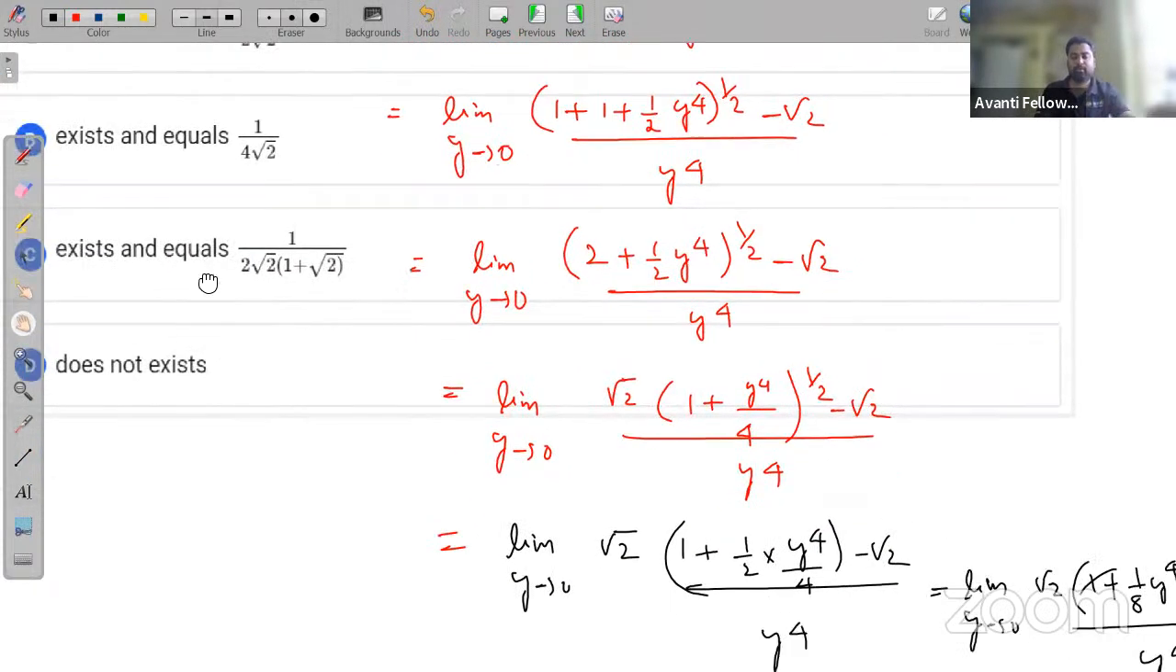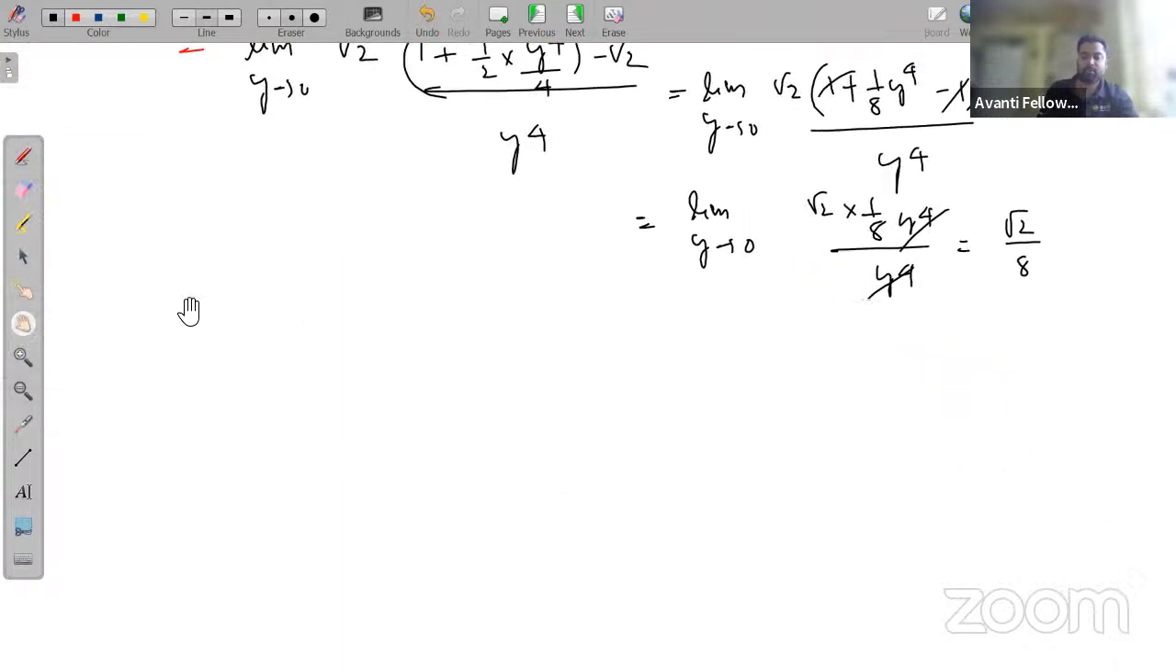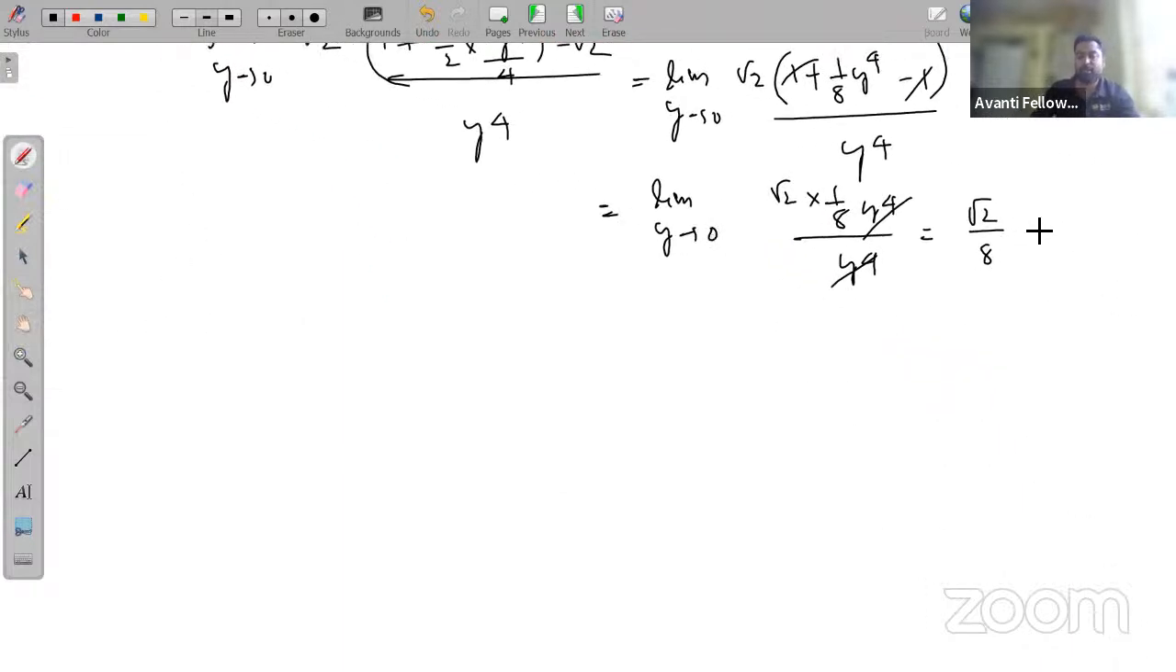Root 2 upon 8. So root 2 upon 8 क्या हो जाएगा? What is the answer? Root 2 upon 8, that is 1 by 4 root 2 हो जाएगा. This is the answer. Yes or no? 1 by 4 root 2. Is it your answer? Clear? Ganesh, is it your answer or not?